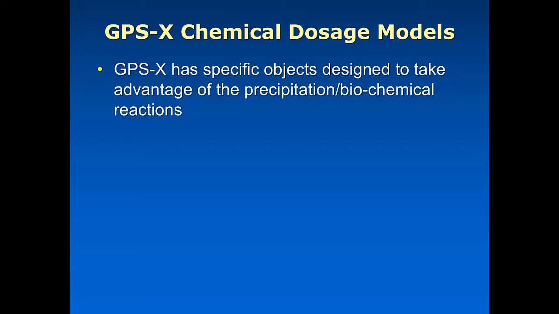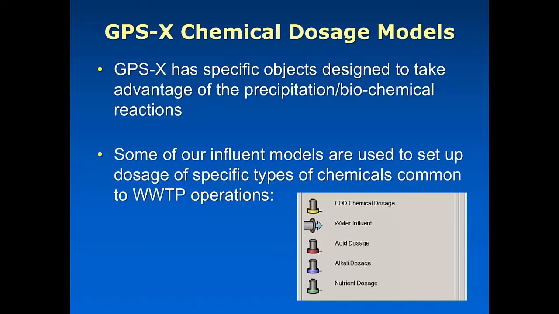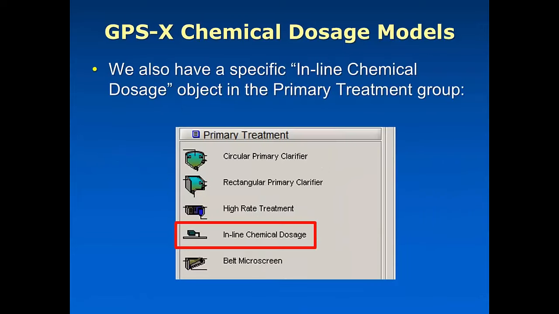So in GPSX, we have a couple different types of objects that have been designed to take advantage of not only those precipitation things, but any of the other biological reactions that are going on that react to changes in the chemistry. So first of all, our influent models have a couple special ones here that are shown in this area. They're found in our regular influent portion of our process table. And these models are there to set up an influent in a way that would work as a chemical dosage. We also have another object that's found in the primary treatment group that's called inline chemical dosage. And this one is a little bit different. It's not an influent.